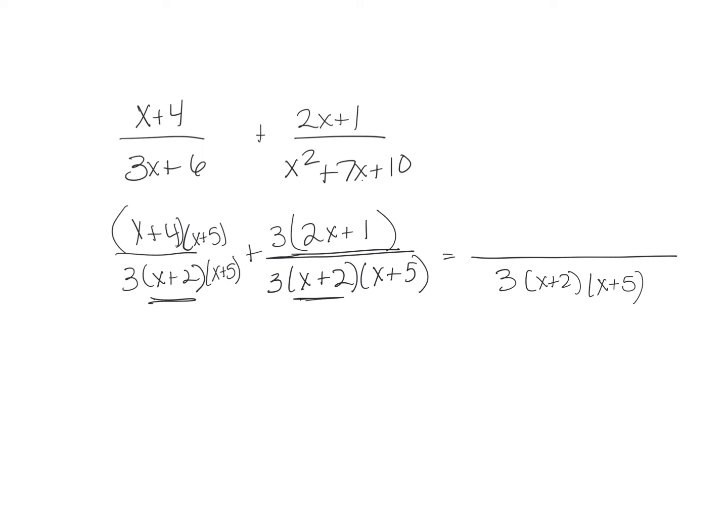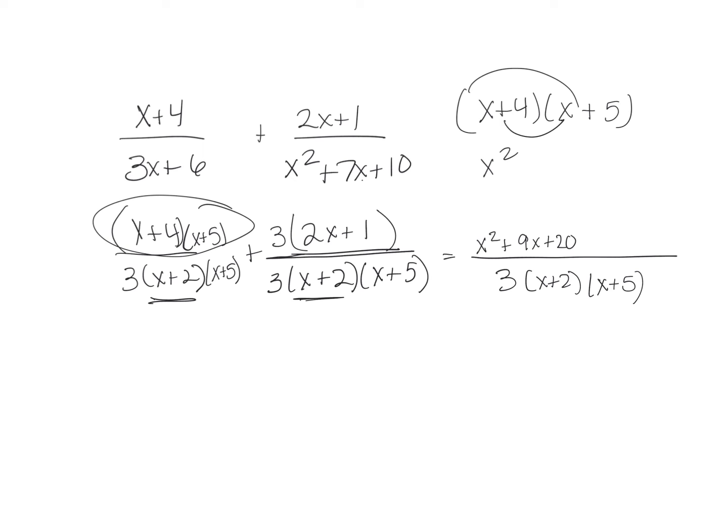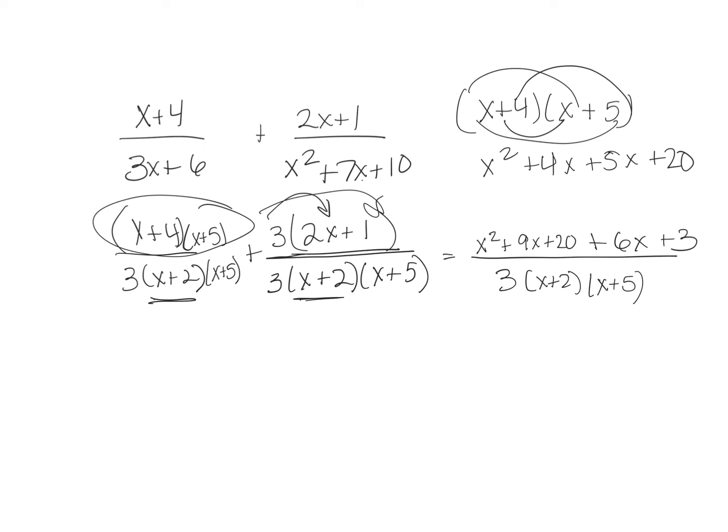On the top, I need to FOIL this out. This is going to be x squared plus 9x plus 20. FOILing these two out. Again, going a little slower here for you. x squared plus 4x plus 5x plus 20. And then plus 6x plus 3 from here. All right? And now we're going to add all these together. We get x squared plus 15x plus 23 all over 3 times x plus 2 times x plus 5.